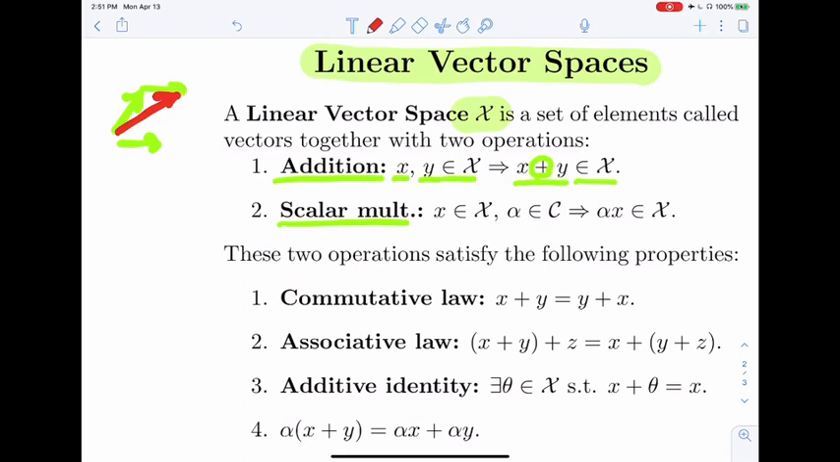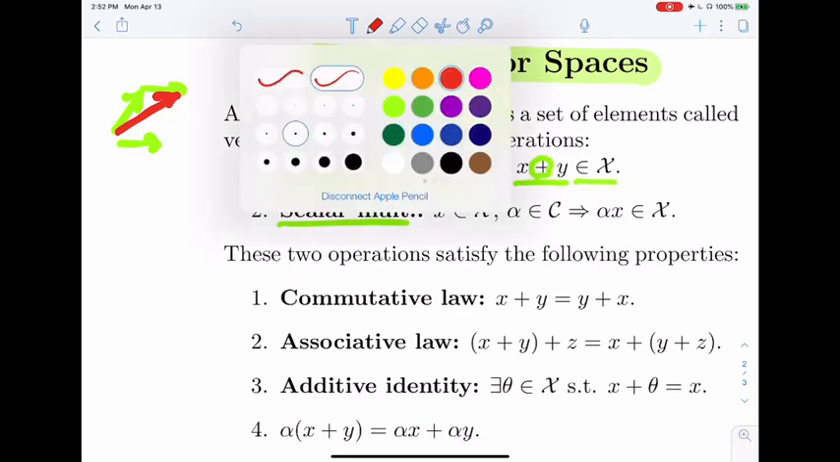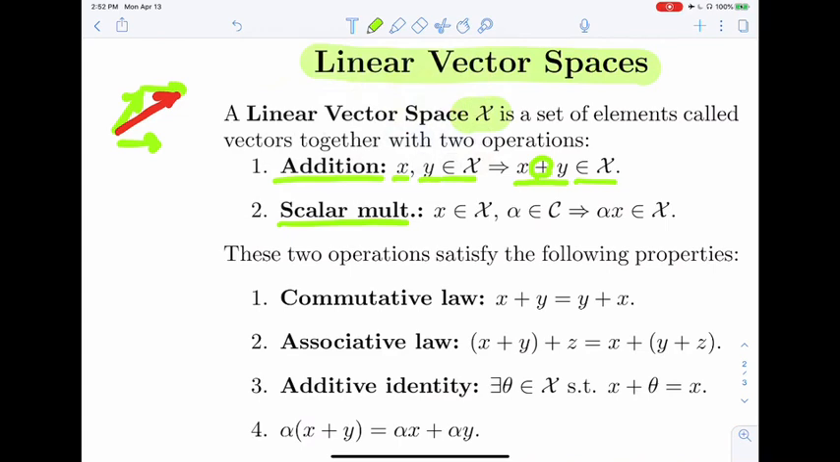Scalar multiplication is something similar. We've seen a version of scalar multiplication before. We're going to just look at it in this way: if I have a vector x that's part of my linear vector space, that's this piece right here, and then I could talk about some complex constant, let's call it alpha, then I should be able to multiply my vector by alpha, and that should also stay in my universe of objects in that linear vector space.